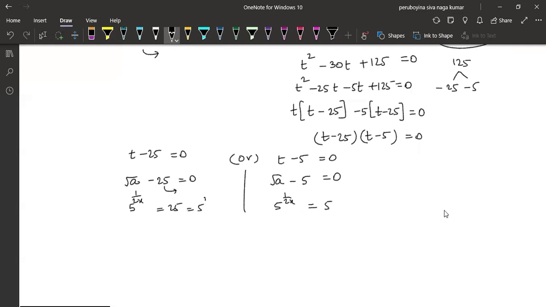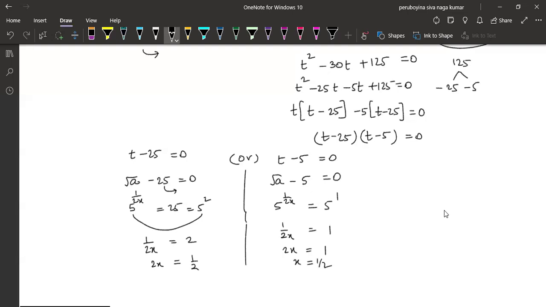Now this 25 you can write as 5 square, and here 5 as 5 power 1. Bases are equal, so the powers are equal. So 1 by 2x is equal to 2. Now reverse it: 2x is equal to 1 by 2. Just reversing. And here also the bases are equal. Bases are 5, so the powers are equal. Just reverse it. If you reverse 1 also, we have 1.